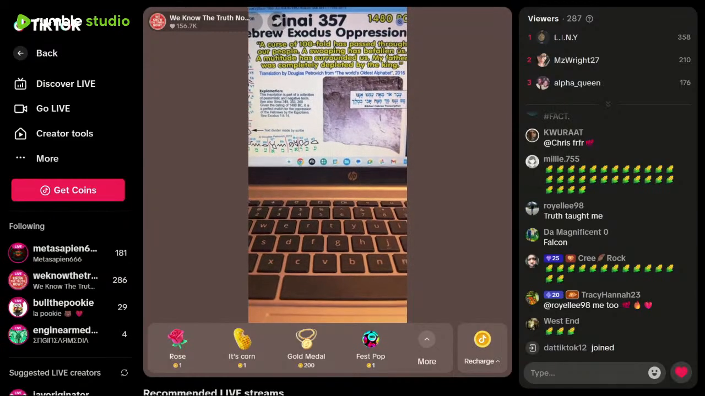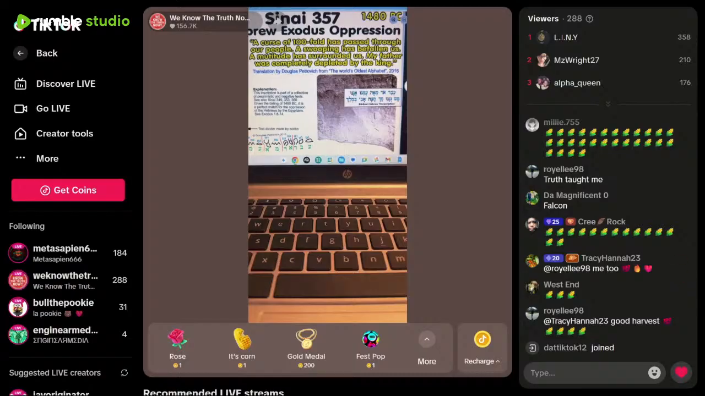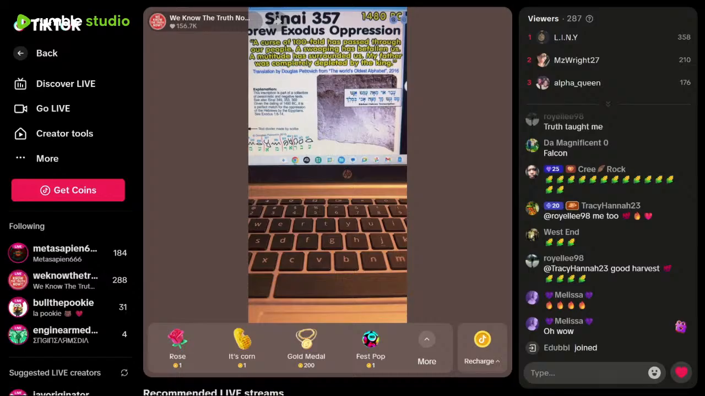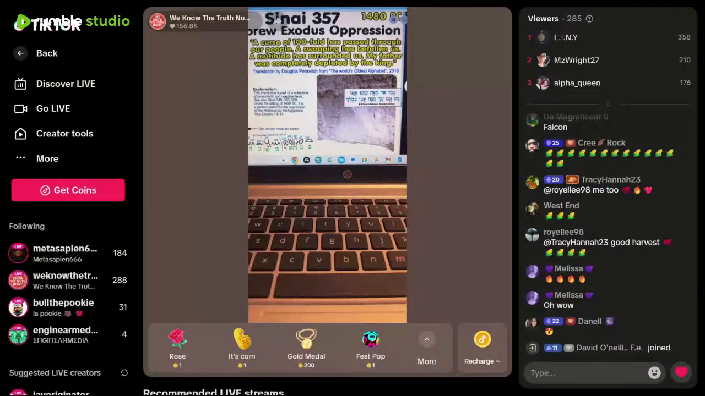The curse of the hundredfold has passed through our people. A swooping has befallen us. A multitude has surrounded us. My father was completely depleted by the king. The oldest alphabet. The inscription is part of a collection of Sinai 349. Perfect match for the oppression of the Hebrews by the Egyptians. This stuff is in stone. So this is literally showing us that these stories that are in the Bible are written in stone.